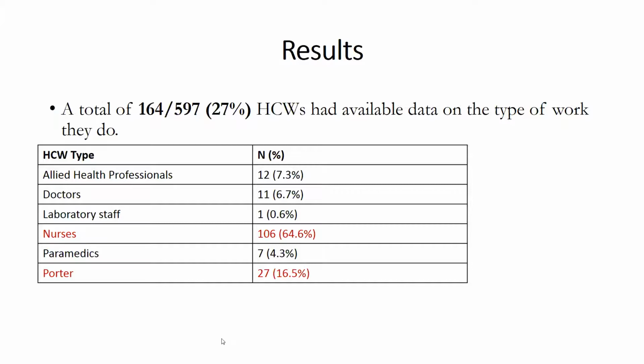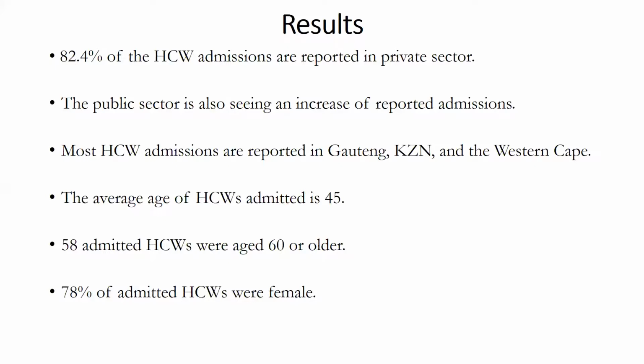So there was a total of 164 healthcare workers who had available data on the type of work that they do. And the majority of healthcare workers that have been admitted are nurses, porters, allied healthcare professionals. So there's about 82% of healthcare worker admissions that have been reported in the private sector. However, we are seeing an increase in our reported admissions in the public sector as well. So the most admissions that we have observed amongst healthcare workers are reported in Gauteng Province, KZN, and the Western Cape. These provinces account for a combined 78% of the healthcare worker admissions.